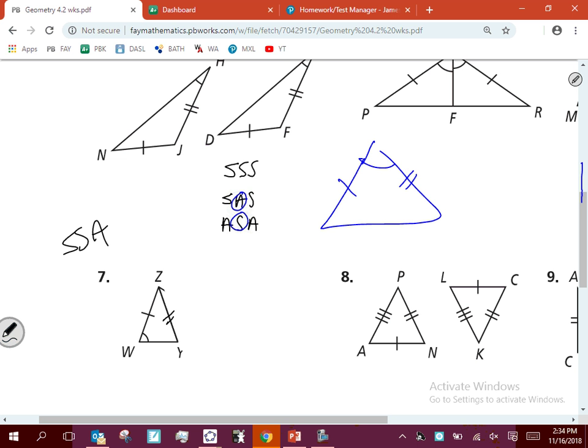Some people are saying something like this. If I give you this, they're saying that that's side, angle, side, because they're saying I'm going from a side all the way up here to an angle and then to a side. Does that make sense? But are those parts immediate? No, I'm skipping over that side. So I'm skipping over some things.